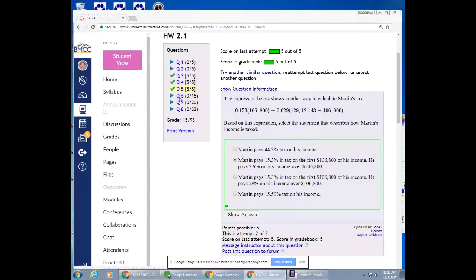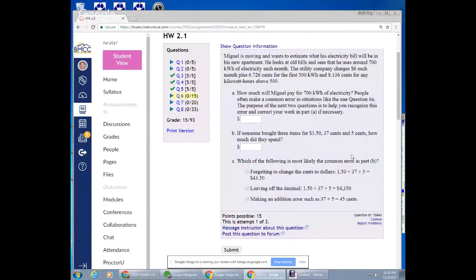So let's see, number 5. Number 6. All right, so Miguel is moving and wants to estimate his electricity bill. He looks at his old bill and sees he uses around 700 kilowatt hours. So that's what kWh stands for, kilowatt hour. And watts are a measure of power. The utility company charges $6 a month plus 6.726 cents for the first 500 kilowatts and then 8 cents roughly for any kilowatts above that. Okay, so we want to figure out that statement right there.